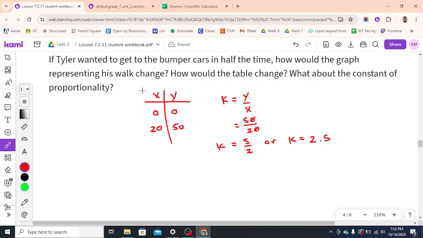So how would the graph representing his walk change? It would actually be what's called steeper. Imagine looking like this. You've got the X, you've got the Y. Your graph would come out steeper because he's walking faster. He's getting to his destination a lot quicker, kind of like a car when it's driving faster, you get to the destination a lot quicker.